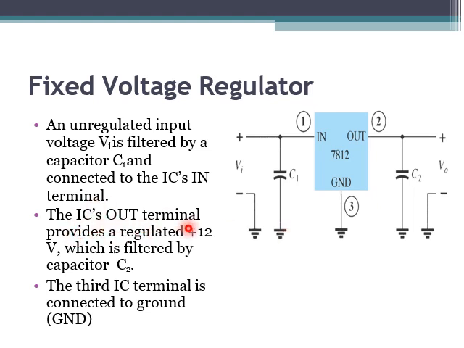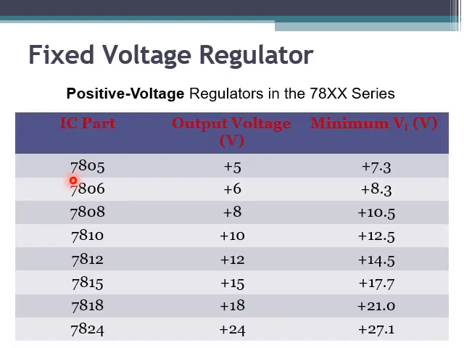The IC's output terminal provides a regulated plus 12 volts, which is filtered by the capacitor C2. The third terminal is obviously grounded. See, this is 7805. It represents what? I told you 78 is the series. The output voltage is plus 5. The minimum input voltage we can have is 7.3.